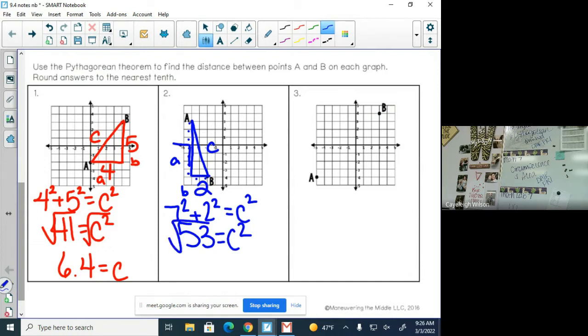And then I'll square root that. And we're only going around to one decimal place, so 7.3. All right, you all try number 3.